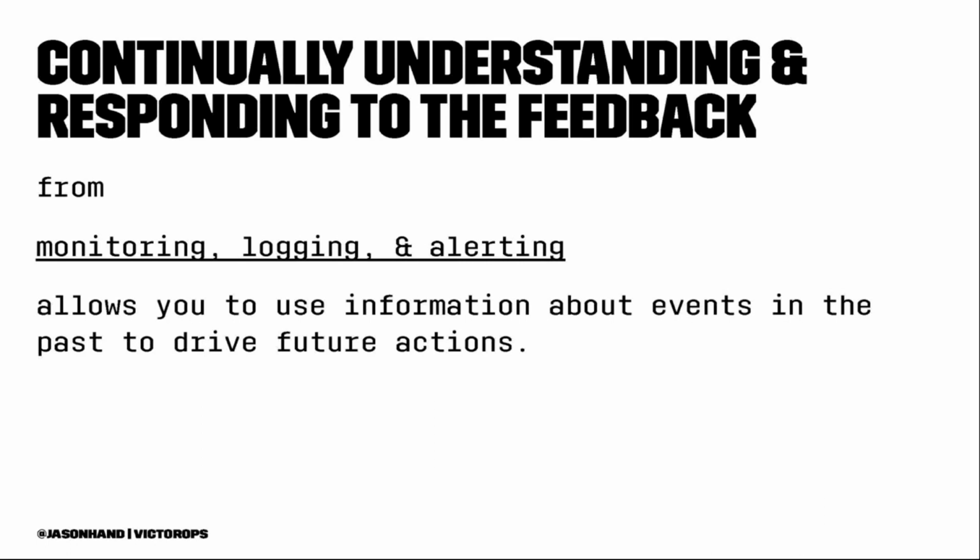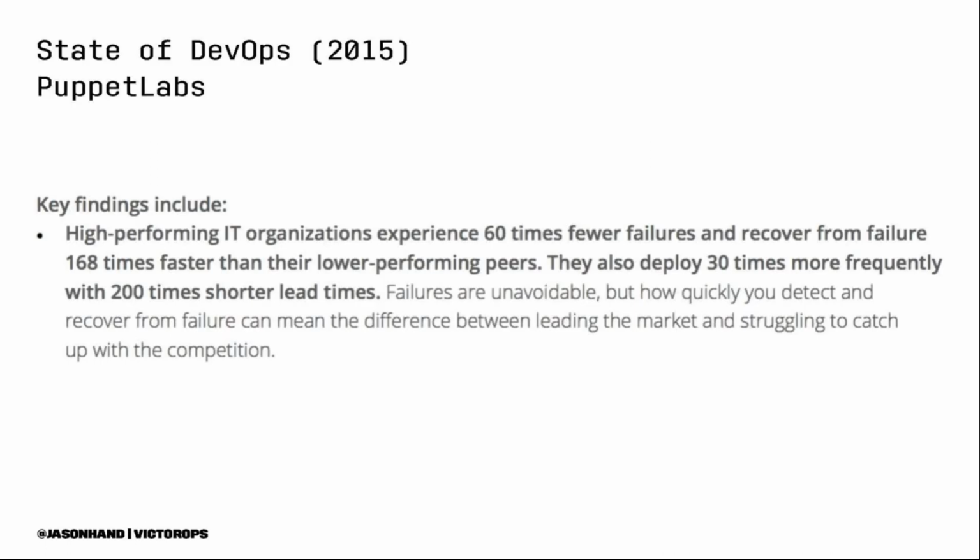By continuously understanding and responding to the feedback from monitoring, logging, and alerting, we can use information about events in the past to drive future decisions and future actions. Every year, Puppet Labs puts out their State of DevOps report. Here's a little snippet from last year's, and I thought I'd show one of the key findings: high-performing IT organizations experience 60 times fewer failures and recover from failure 168 times faster than their lower-performing peers. They also, by the way, deploy 30 times more frequently with 200 times shorter lead time.